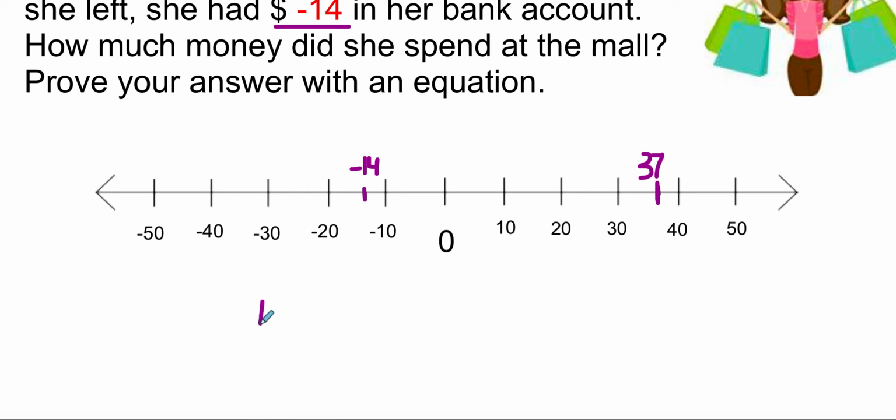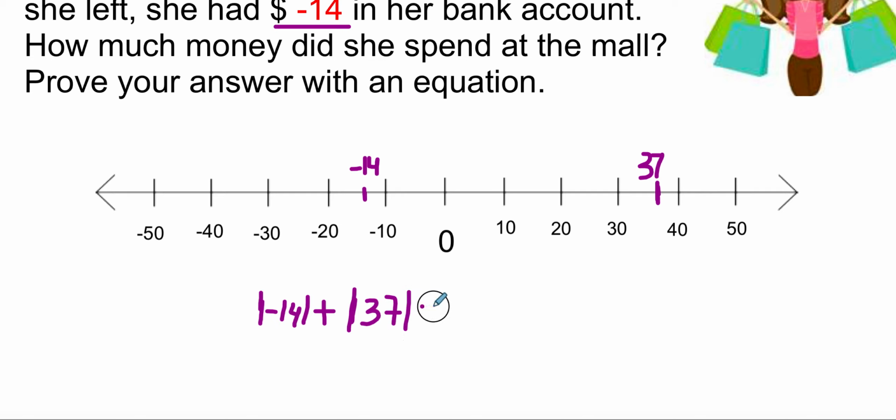This is the way you write the absolute value. Negative 14, I'm having a hard time writing on this computer. The absolute value of negative 14, plus the absolute value of 37, because we want to find how much money she spent.